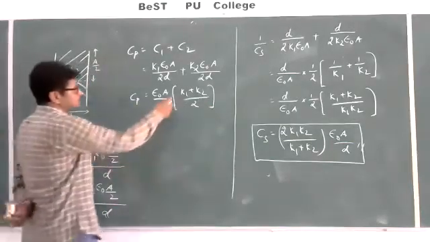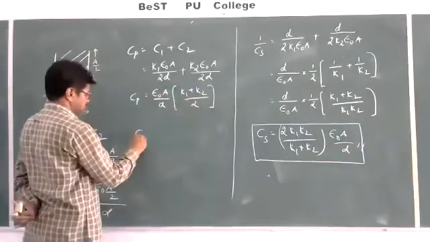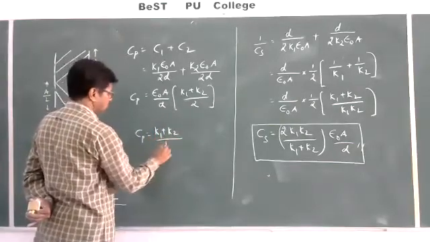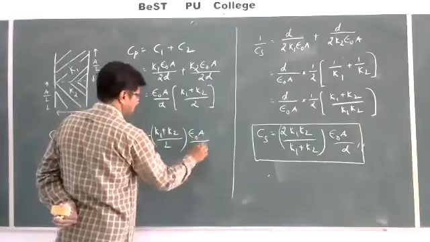Now the effective dielectric constant is K1 plus K2 by 2 in this case. Cp is equal to K1 plus K2 by 2 into epsilon naught A by D.